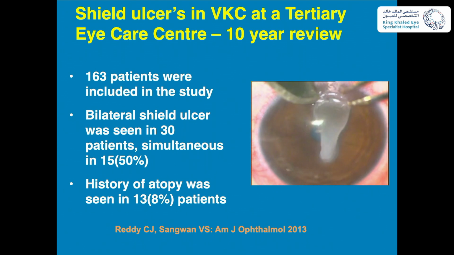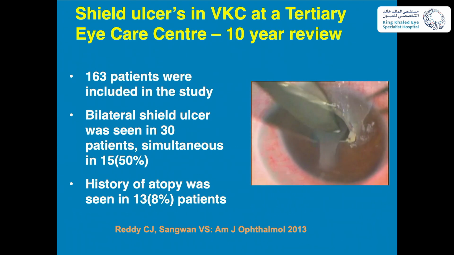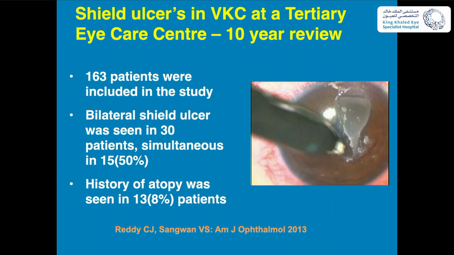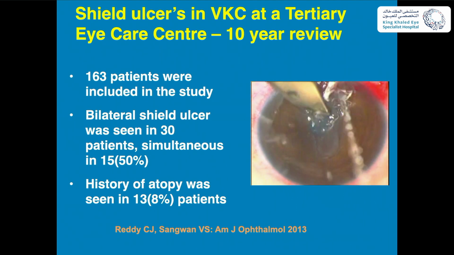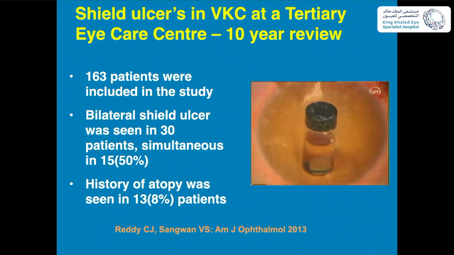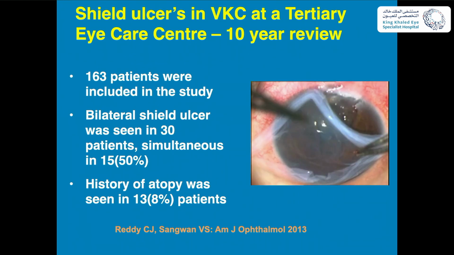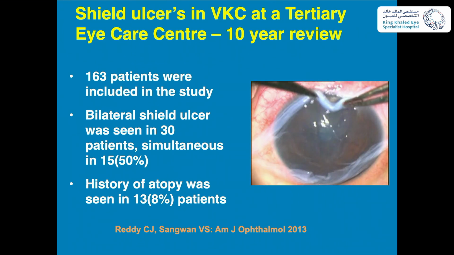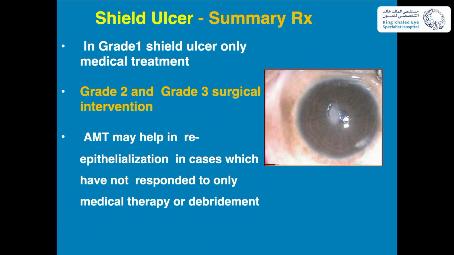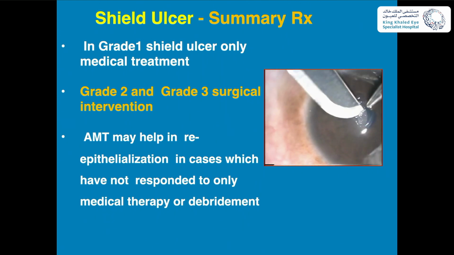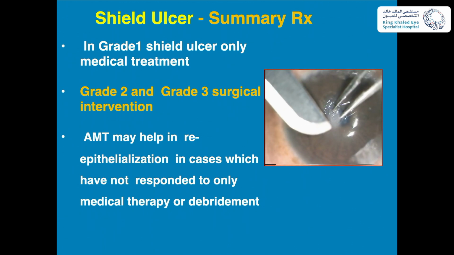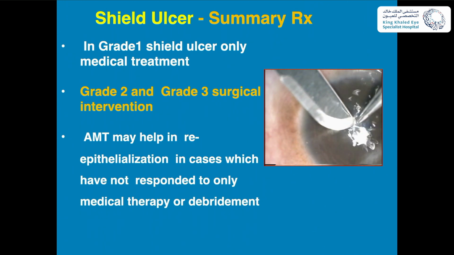This is one of the largest studies, published by one of my fellows in 2013. 163 patients with shield ulcer were treated with amniotic membrane graft, and their outcome was reported in AJO. In this, we showed that grade 2 to grade 3 patients need surgical intervention. Grade 1 with a clean base, probably even if you use topical steroids and BCL, should work well.